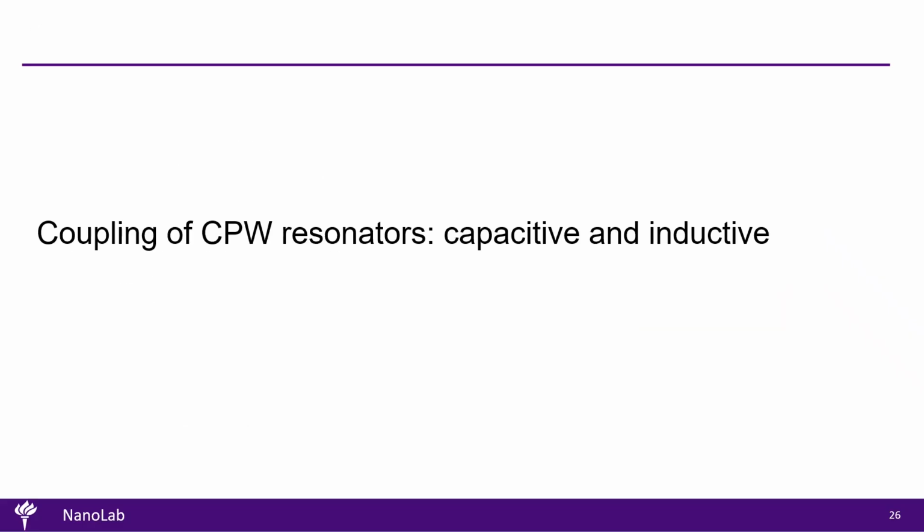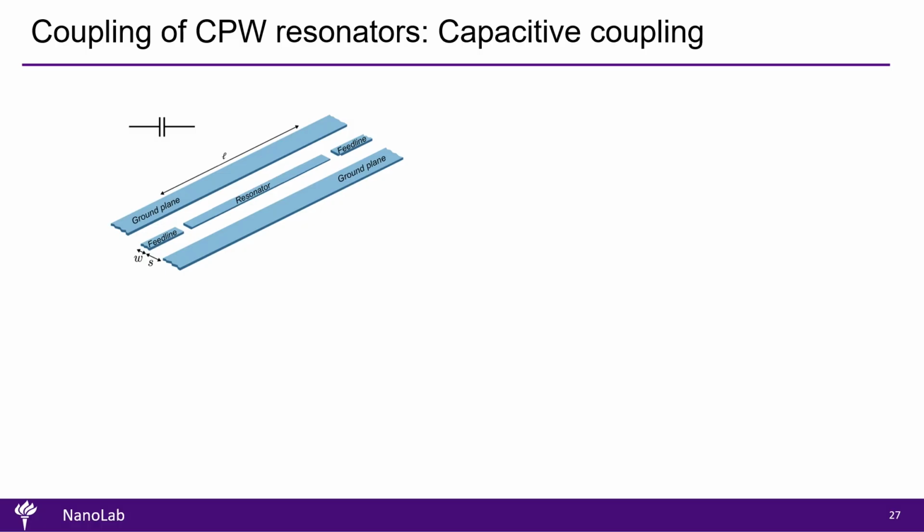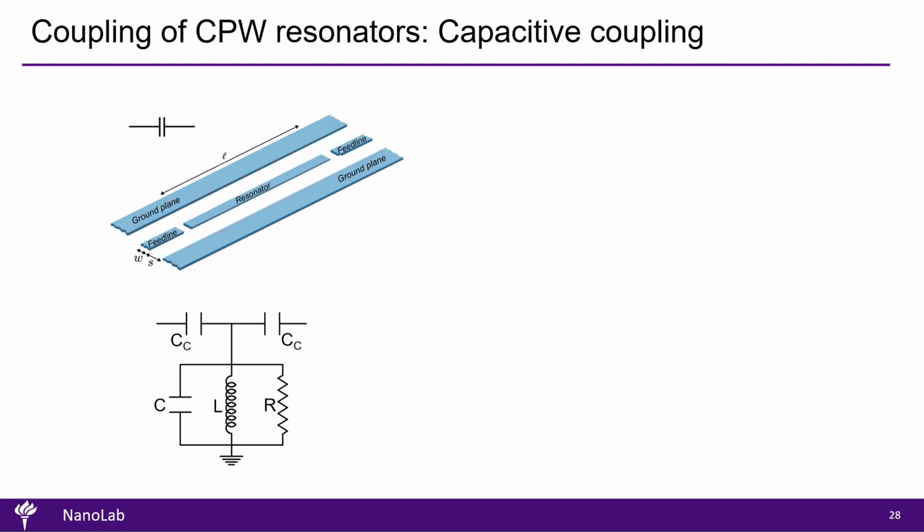To make CPW resonators useful, they must be coupled to external circuits. Let us briefly discuss two common coupling methods: capacitive and inductive. Capacitive coupling is achieved through electric fields across gaps between the feed line and the resonator. This slide shows an open-ended half-wavelength resonator capacitively coupled to the feed line at both ends. The equivalent RLC model is also shown, with the two coupling capacitors labeled C sub C. This arrangement, where the resonator is placed in the middle of the signal path, is known as transmission mode. We will discuss it in more detail later in our lecture series.